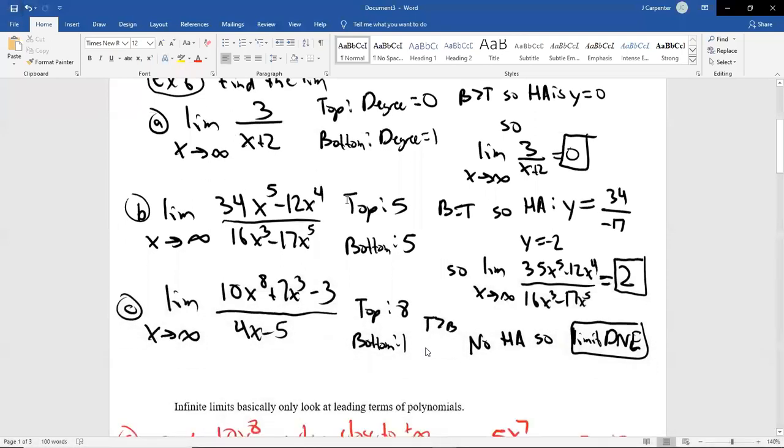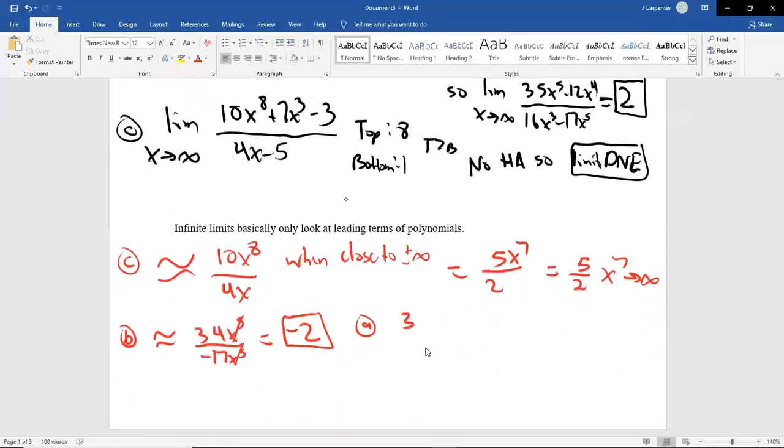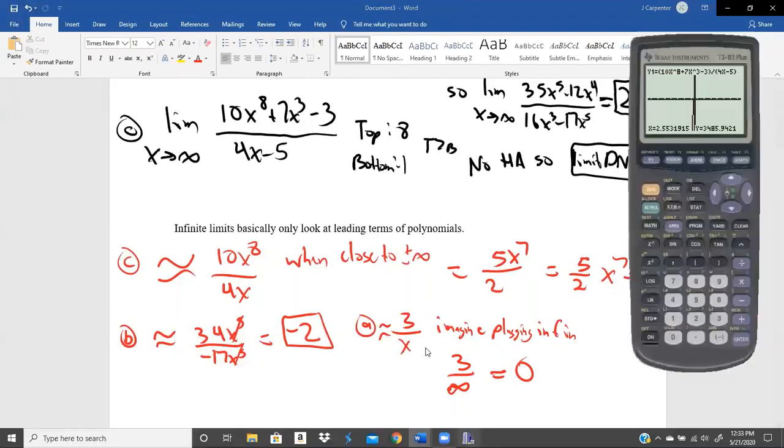Okay, we had 3 over x plus 2. It just goes to approximately 3 over x. And if you think about plugging infinity into the bottom, you've got 3 divided by infinity. 3 divided by the biggest number in the world is the smallest number in the world, 0. If you don't believe me, take 3 and divide it by 1,000, then divide it by 10,000, then divide it by 1,000,000, then 1,000,000,000.